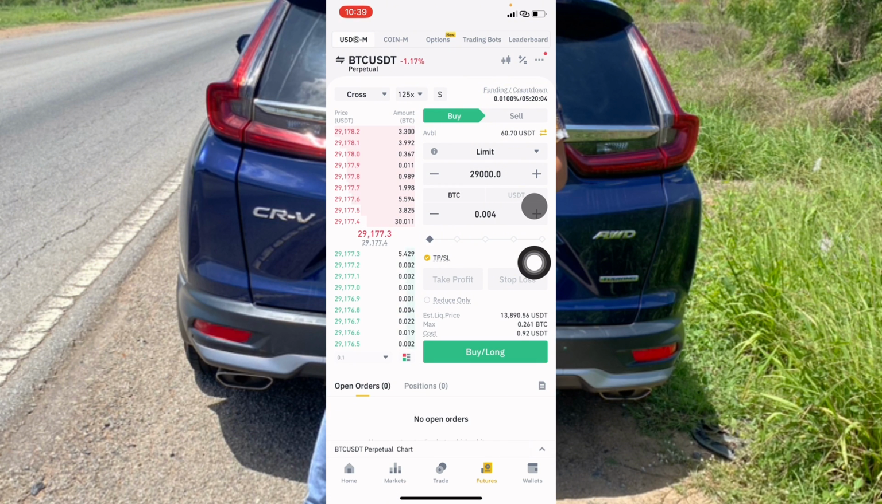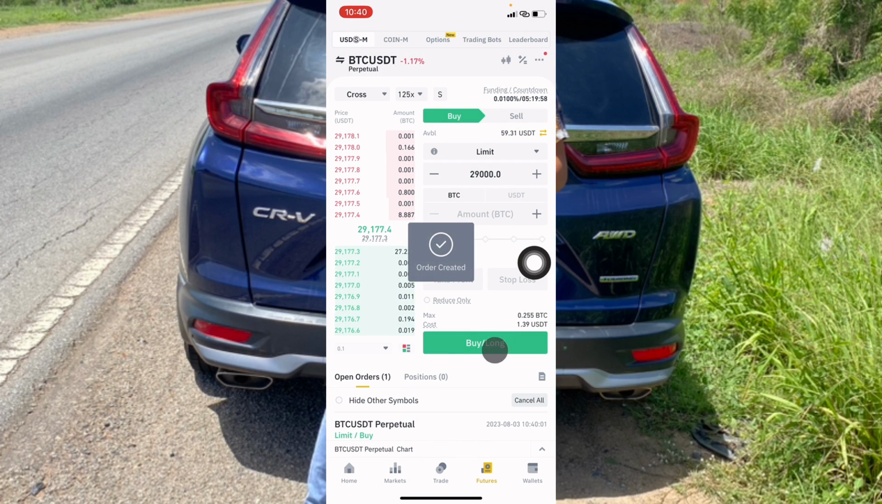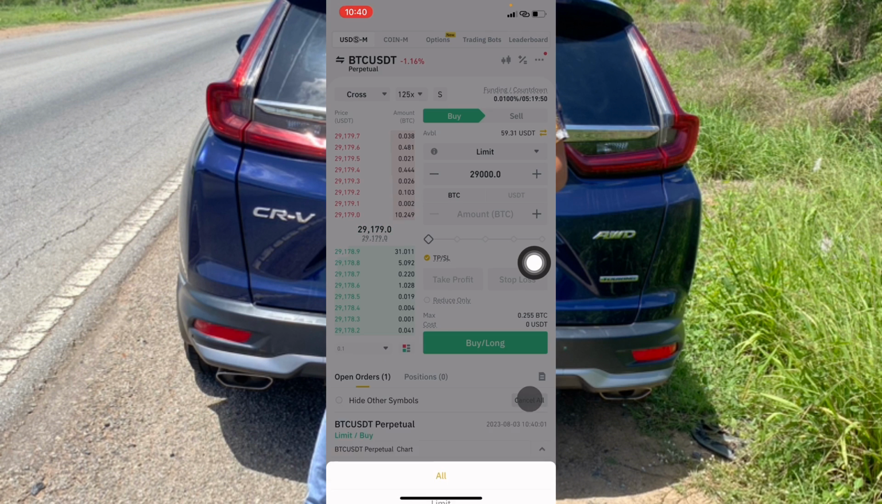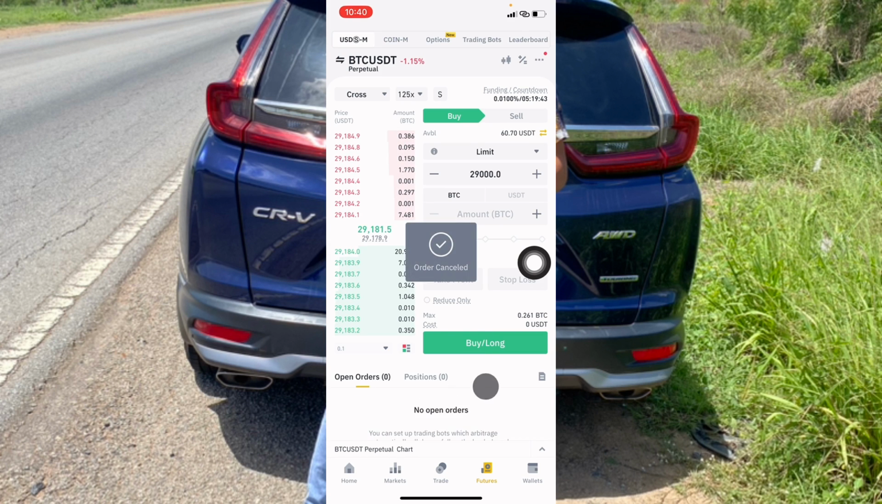As you can see, as I am clicking the plus button, the cost is changing. Look at it, the cost is the amount that you are using to enter the market. I just mistakenly entered the trade, so let me cancel it and do it again. Okay, so let me just cancel all, then I confirm. So I've just canceled the trade.